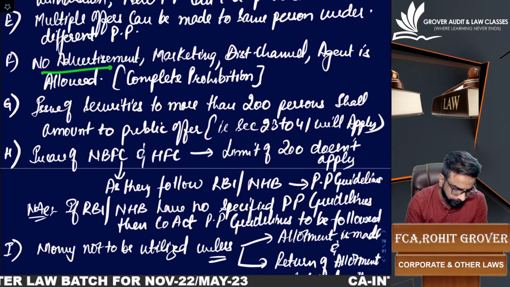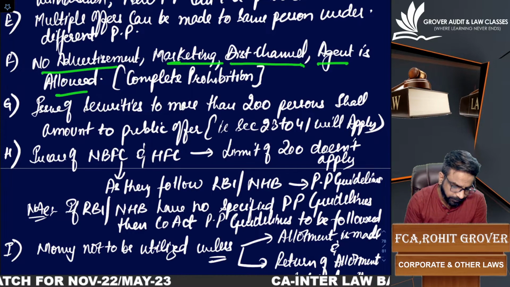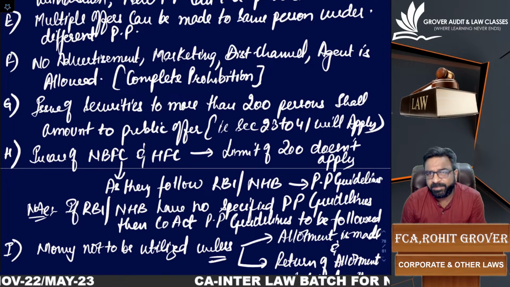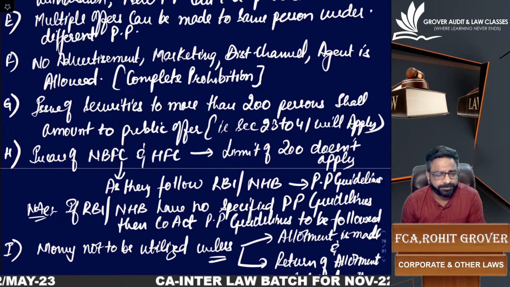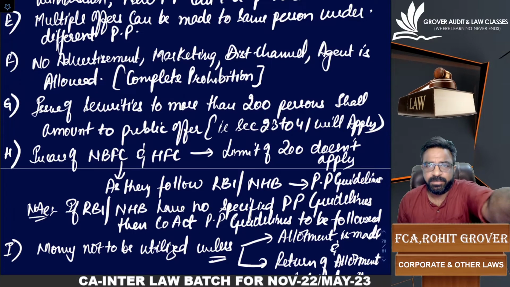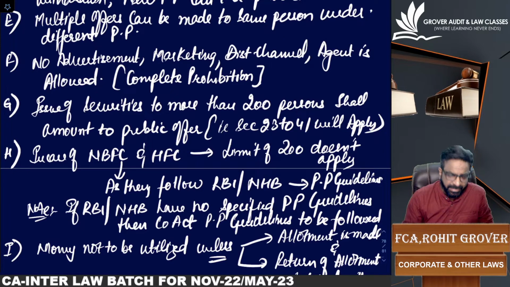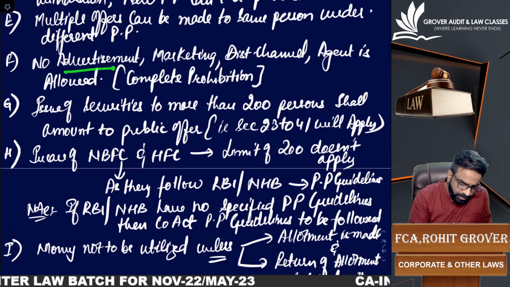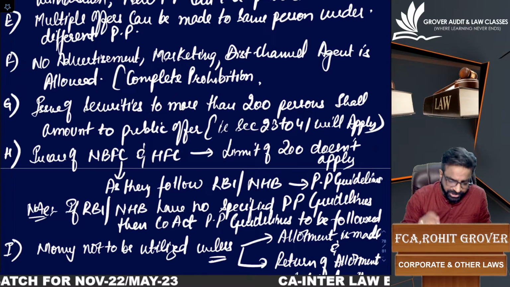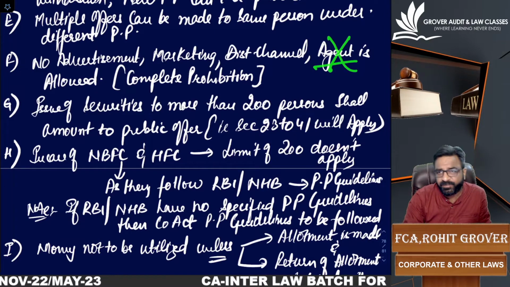No advertisement, marketing, distribution channel or agent is allowed. Complete prohibition. So remember one thing, when you're going for a private placement, is it a public issue or a private offer? It's a private offer. Are you getting the point? When it is a private offer, do you think that any advertisement is allowed? No. No advertisement allowed. No marketing allowed. No distribution channel allowed. And no agent allowed. You cannot hire any agent for selling your shares.